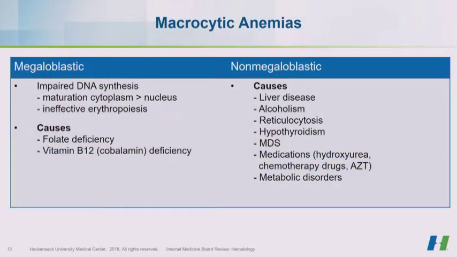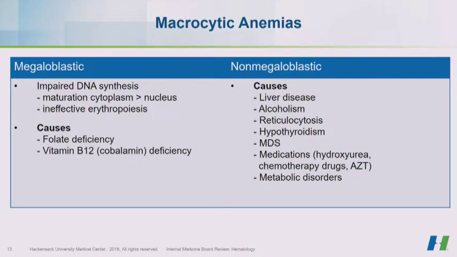The next big group are macrocytic anemias, simply descriptively anemias with larger red blood cells as opposed to microcytic. A good way to distinguish, again, here is between megaloblastic and non-megaloblastic. Megaloblastic indicates a dyssynchrony in the maturation between cytoplasm and nucleus because of an impaired DNA synthesis that then leads to ineffective erythropoiesis, and the two major causes are folate and B12 deficiency.